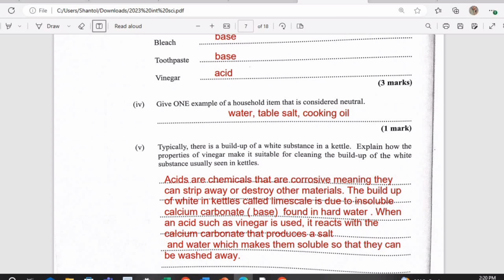So the properties of vinegar which make it suitable for cleaning up this white substance are: 1, it's corrosive, so you know it's going to strip away. 2, it's an acid, and that insoluble thing is a base, and we know when acids and bases combine we get a salt and water, and this salt is usually soluble so it can be washed away. So those are the properties of vinegar which make it suitable for cleaning up.